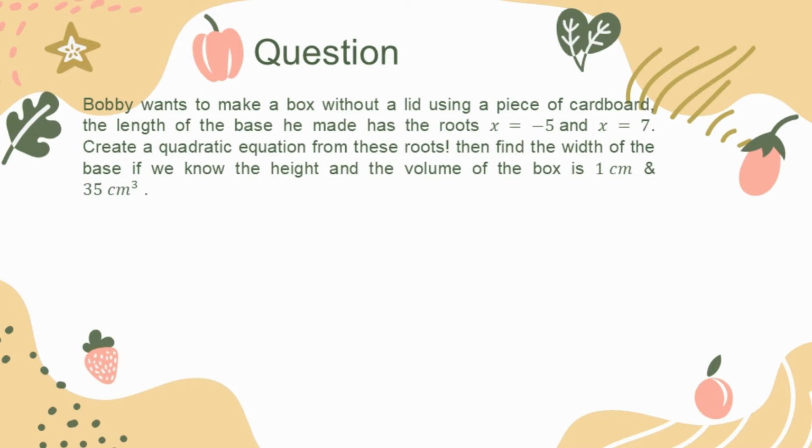As openers, we will solve some problems about quadratic equation if roots are given. This problem is all around us. We had a question like this. Bobby wants to make a box without a lid using a piece of cardboard. The length of the base he made has the roots x equals -5 and x equals 7. Create a quadratic equation from these roots. Then find the width of the base if we know the height and the volume of the box is 1 cm and 35 cm cubic.